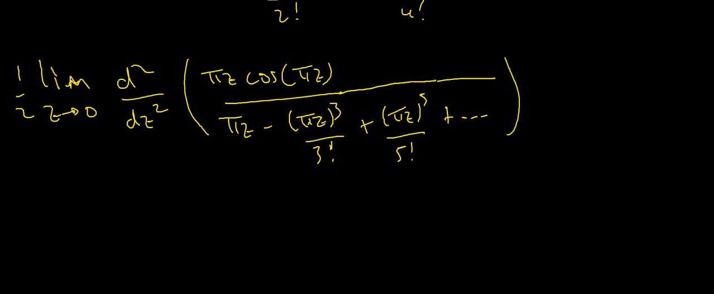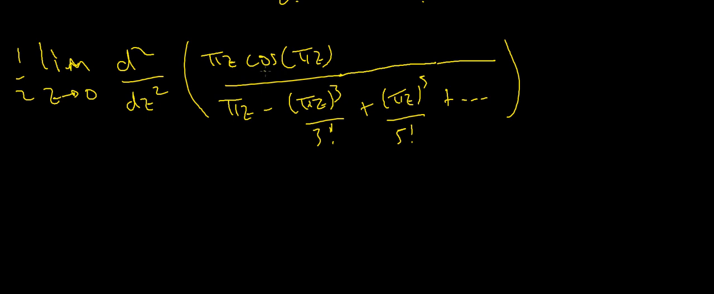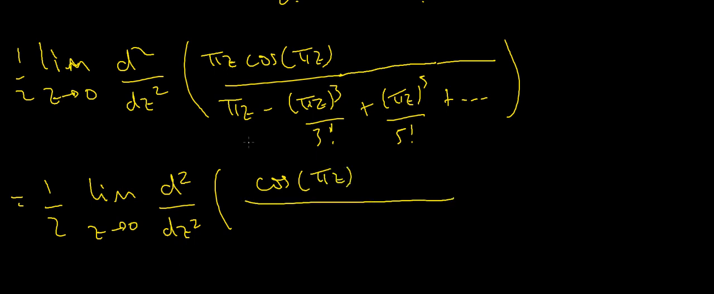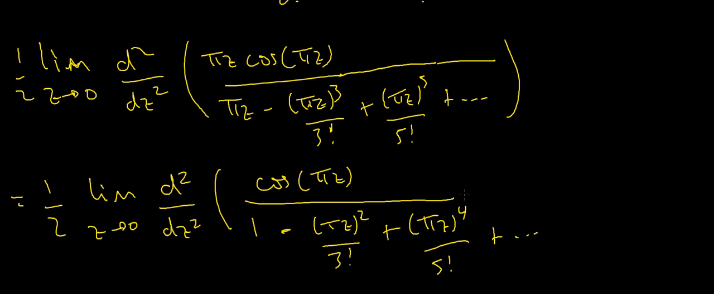Okay, well, notice that I can cancel out a factor of pi z from the numerator and denominator. So when I do that, I get a half times the limit as z approaches 0 of d2 by dz squared, and I'm going to get cosine pi z, all divided by, well, pi z divided by pi z is 1. (Pi z) cubed divided by pi z is (pi z) squared. So I'm going to have minus (pi z) squared divided by 3 factorial. Likewise, for the third term in the Taylor series, I'll have (pi z) to the 4 over 5 factorial plus higher order terms.